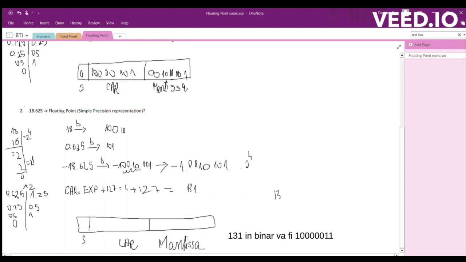Which in binary will be, we have 2 to the power of 7, 128. We get 3, we have 2 here, 1, and 2 to the power of 0, 1 in the end. So the binary representation will be 10000011, because we have 1 on the 0 position, 1st position, and 7th position.